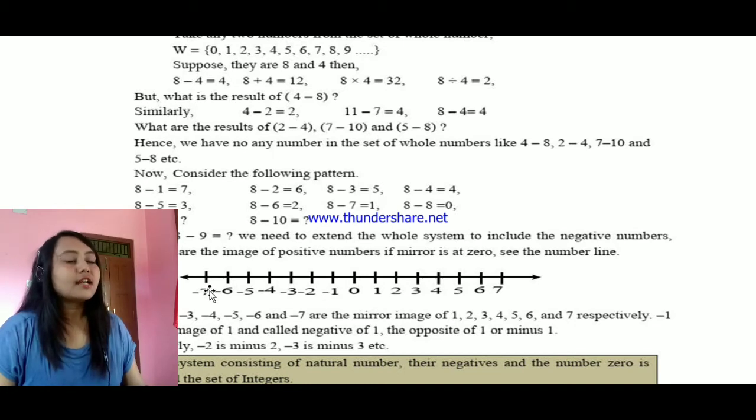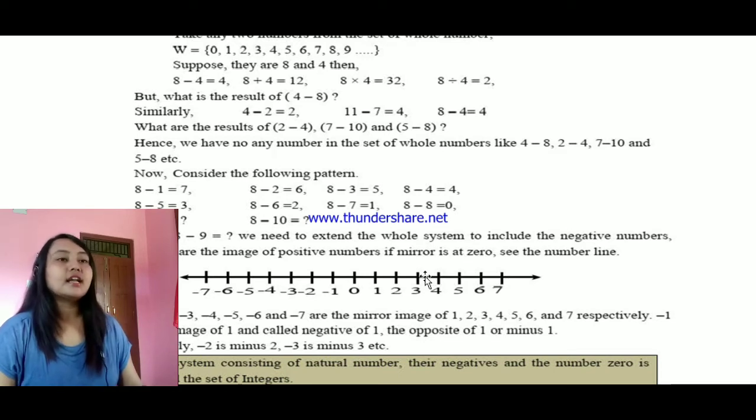Whatever number is given to you, if it is on the right hand side, then it will be a positive number. If it is on the negative or left hand side with the minus sign, then it will be a negative number.